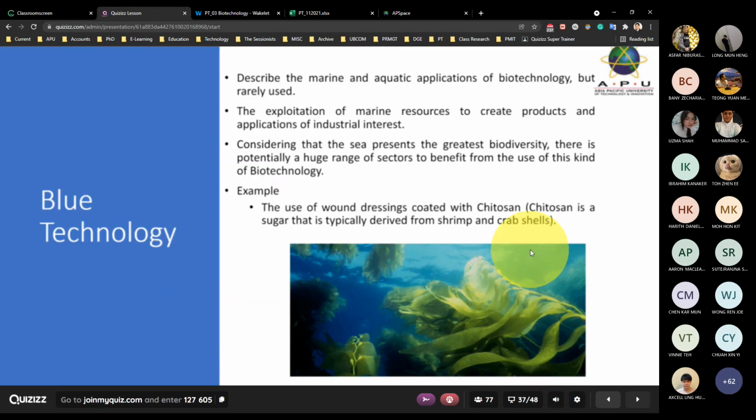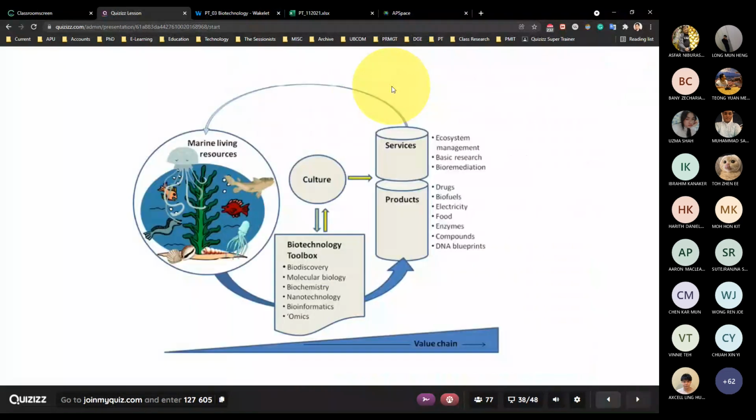All right, the last one, blue technology. Anything to do with the ocean, anything to do with marine, anything to do with aquatic applications will fall under blue biotech. You can read some of the examples here. I'm just going to go quickly into this image instead. There can be a lot of marine-related living resources being used to create what we have today. They are used to create drugs, and biofuels for food purposes and for electricity as a resource. So a lot of marine life is being used within this area. This is blue biotech.